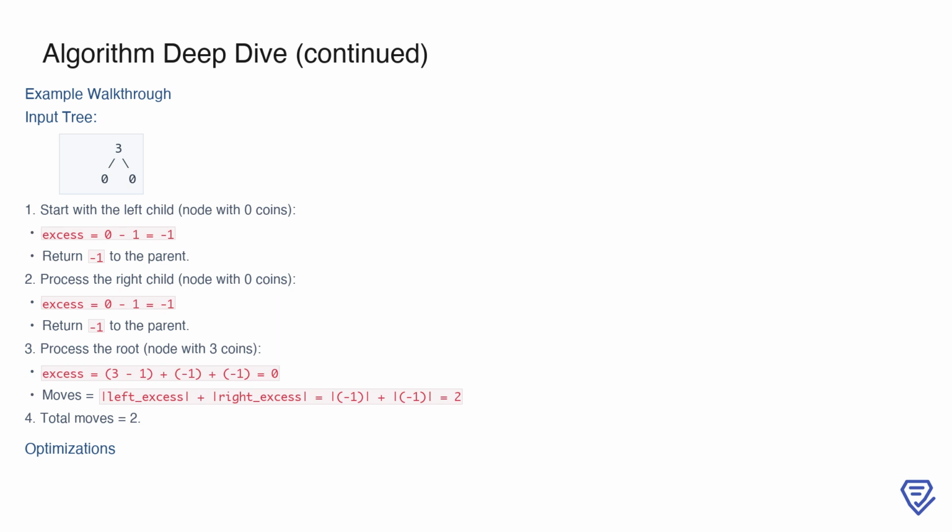Now, at the root, we calculate its excess. It has 3 coins, so its own excess is 3 minus 1, which equals 2. Adding the excesses from its left and right children, we get 2 plus -1 plus -1, resulting in an excess of 0. The moves required at the root are the sum of the absolute values of the left and right excesses, which is 1 plus 1, giving us 2 moves. Hence, the total moves required to balance the tree are 2. This example demonstrates how the algorithm propagates excess values upwards and calculates the moves required at each step.